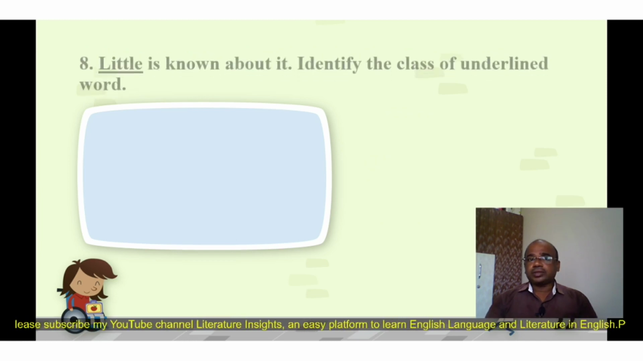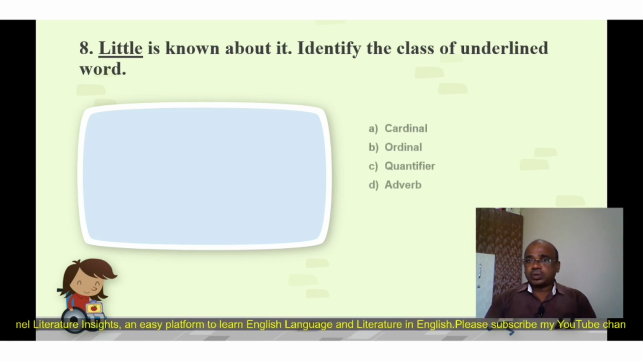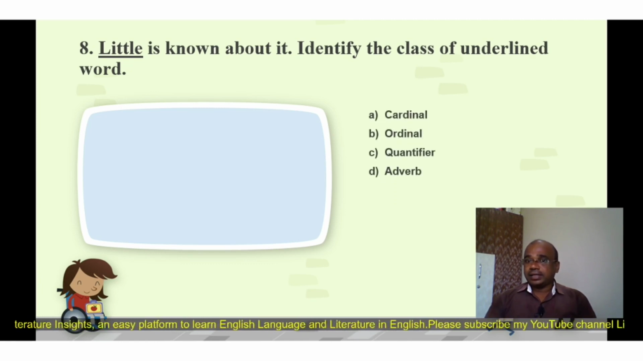Question number 8. Little is known about it. Identify the class of underlined word. So you have to just identify the class of little, and options are A. Cardinal, B. Ordinal, C. Quantifier, D. Adverb, and the correct option is C. Quantifier. So little is a quantifier. We can measure it in a quantity.